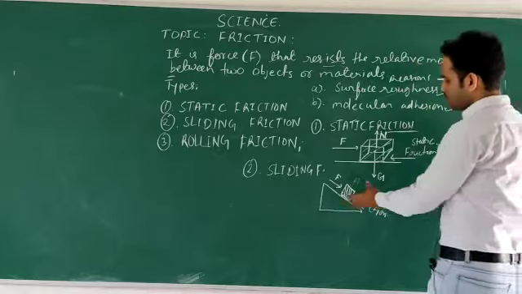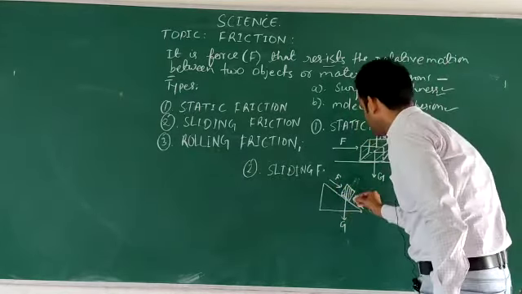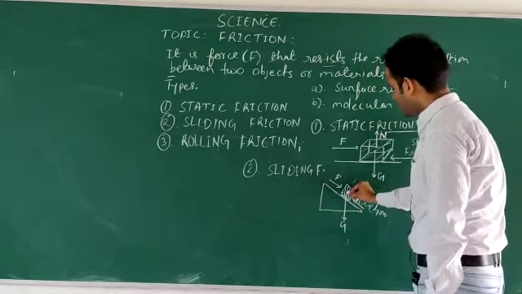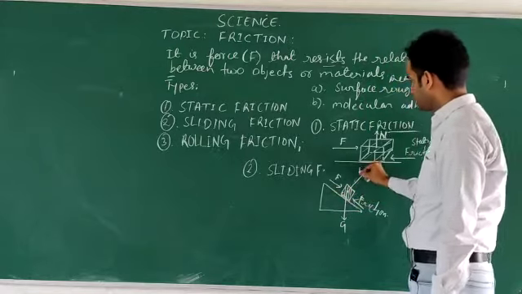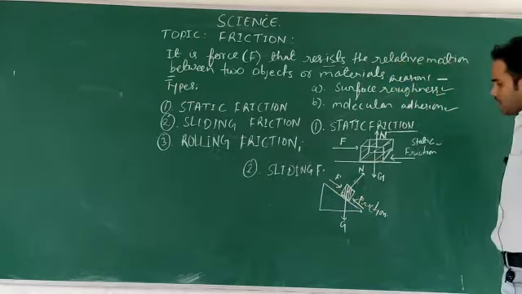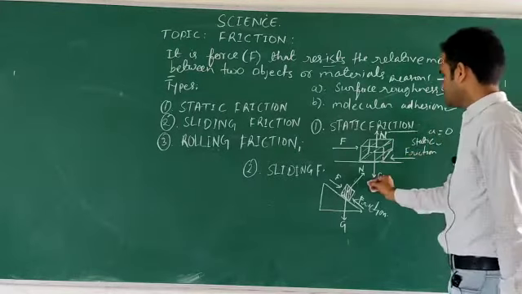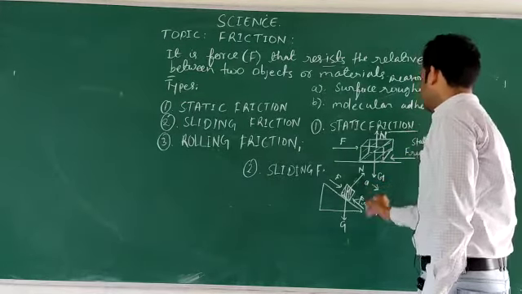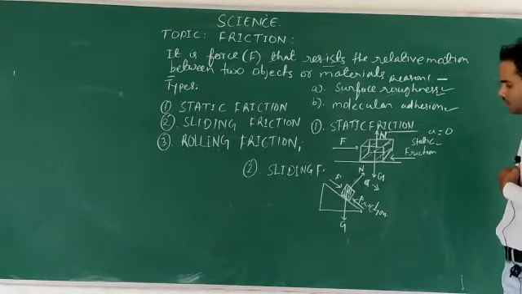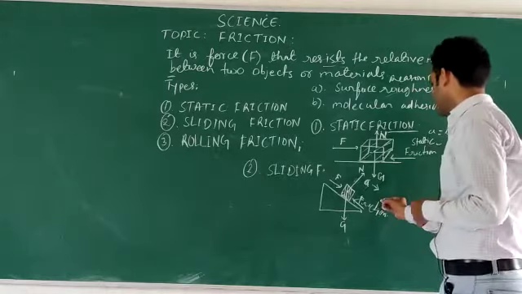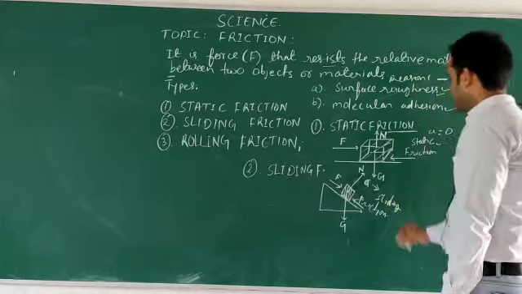Because the object is now sliding, this is the force of gravity, and here the normal force would be in this direction, perpendicular to the surface. Here the acceleration would be in this direction. Acceleration is the change in velocity. So this type of friction is known as sliding friction, because the object is sliding now.